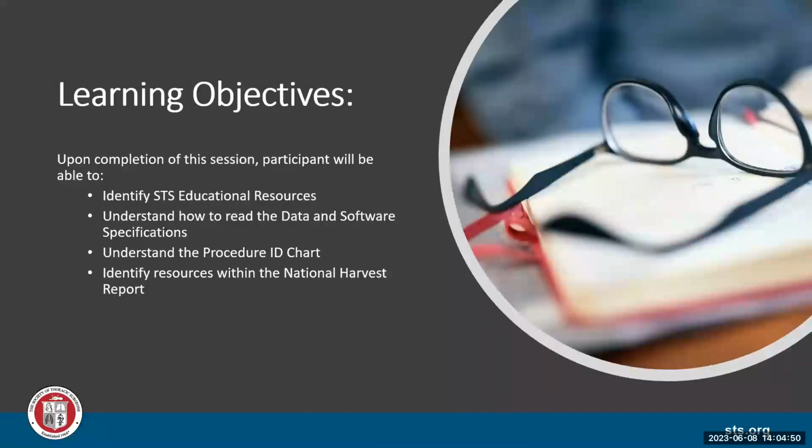So what are the learning objectives? The main learning objectives here are that we are going to identify STS educational resources. We're going to learn a little bit about the data and software specifications. We're going to learn a little bit about the Proc ID chart, and we're going to identify resources within the National Harvest Report. So there's a lot of information here. It's 2 hours, it's packed, and hopefully I'll do my best to not talk too fast, but fast enough to get through everything.